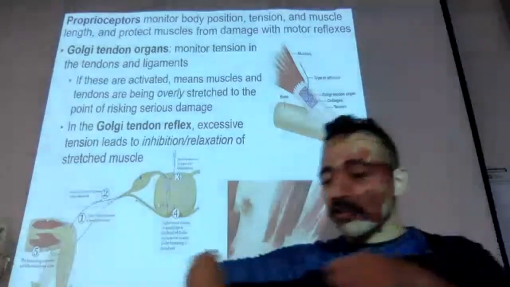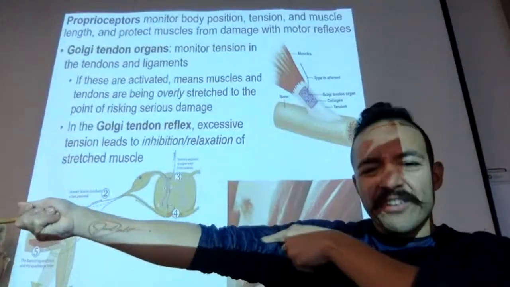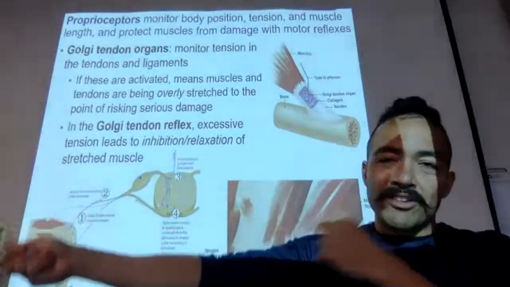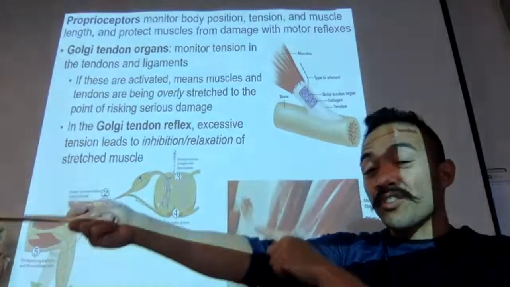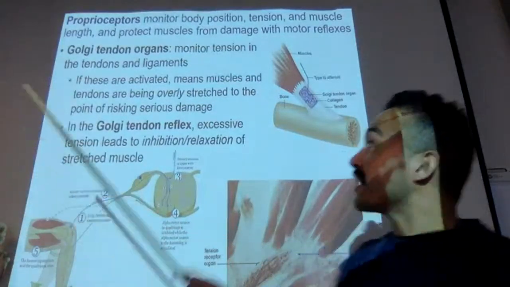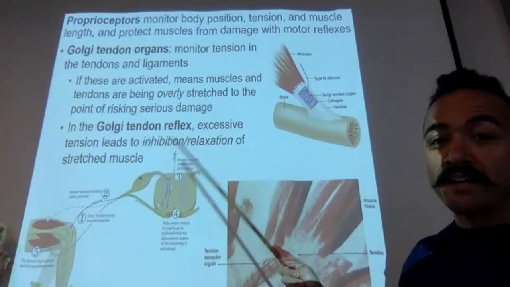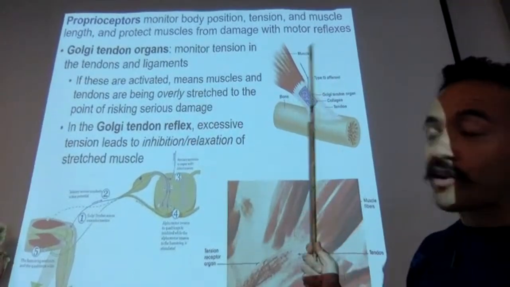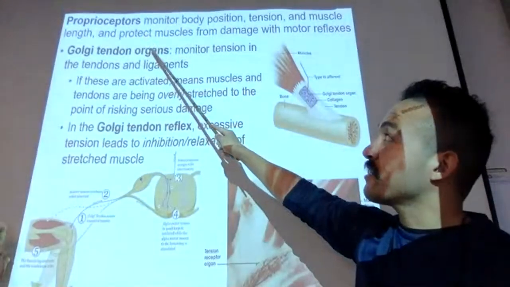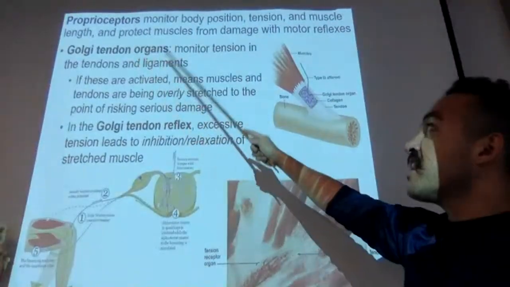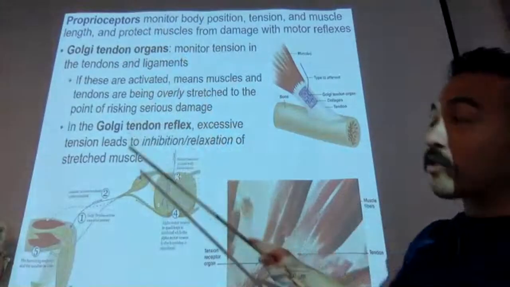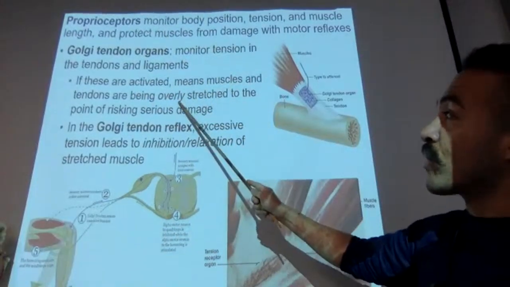If I'm stretching the meat of the muscle, it's not the end of the world. But if you're starting to stretch the tendon, that's really bad. If the tendon is getting stretched, that means you're about to pull it off the bone. That means your tendon's getting overstretched. You need this organ, this receptor, I should call it. You need the Golgi tendon organ, a receptor, to detect overstretch.